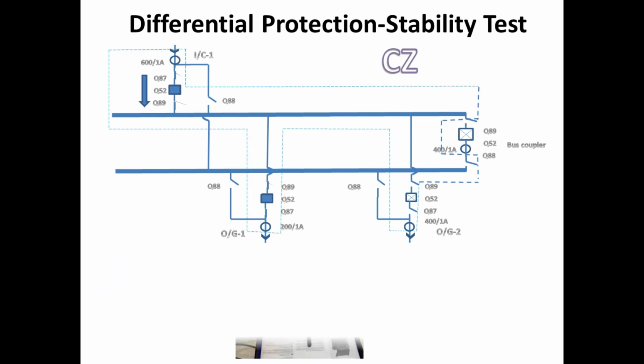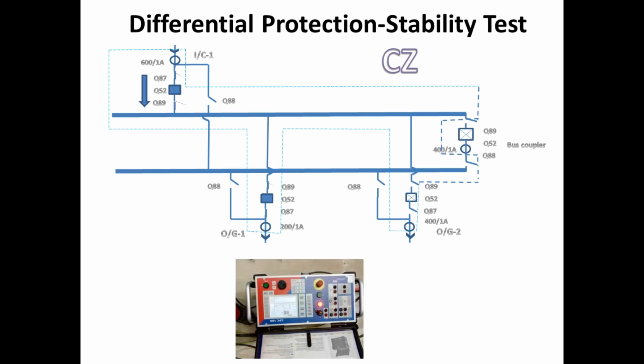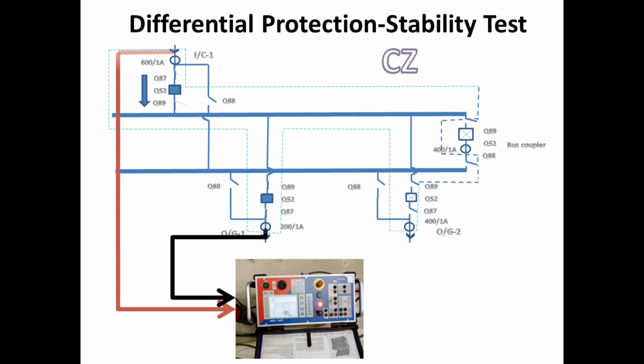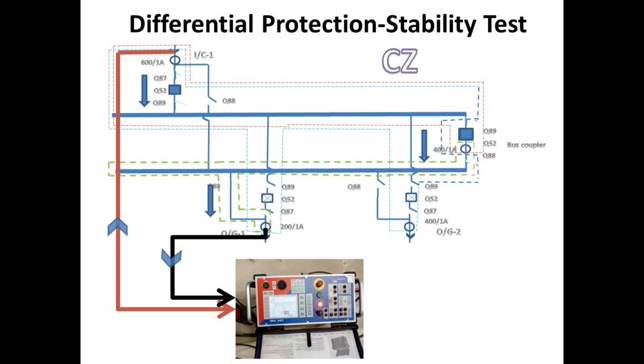For primary injection, for checking the transfer bus, we connect it over the incomer line and take it over the outgoing. We can close the Q88 in the outgoing, and when you close the bus coupler, the current will come through the bus coupler and connect over the Q88. So the current comes through the path from the main bus to the transfer bus by making a clamp.